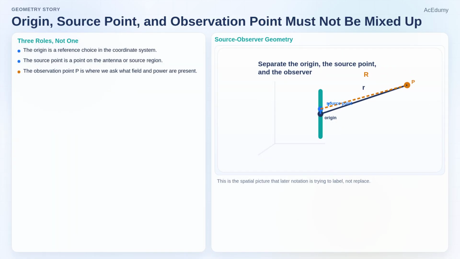Now the geometry must become clear. We need to separate three rows that beginners often blend together. There is the origin of the coordinate system, there is a source point on the antenna or source region, and there is the observation point P in space. If those roles are mixed, the notation will feel random even when the equations are correct.